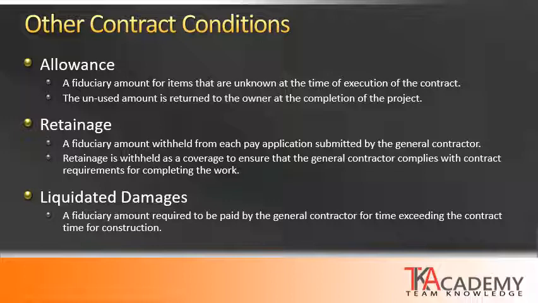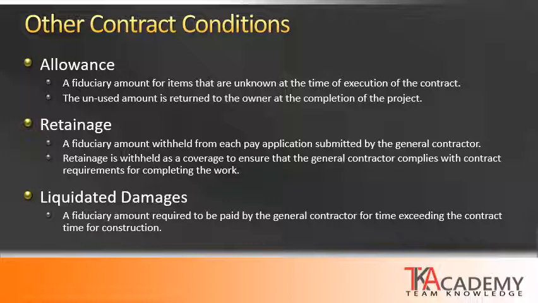Any unused amount of that allowance is then returned to the owner. So again, if it's $20,000 and it ends up costing $16,000, that remaining $4,000 does not belong to the contractor. That is returned back to the owner. And this is used just to make sure that there is adequate money in the bid and that all bidders are bidding the project equally with the same dollar amount.